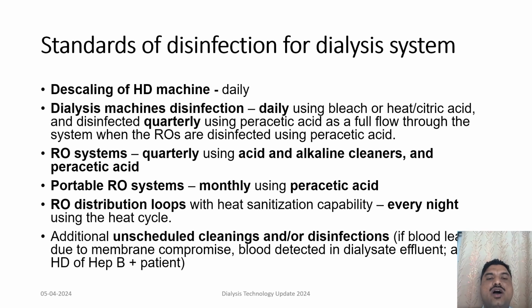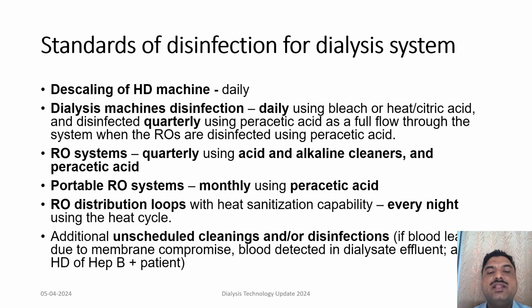Now, how many times should a disinfection be performed? For a standard dialysis system, descaling of the hemodialysis machine has to be done daily. For a dialysis machine, disinfection should be done daily with bleach or heat citric acid cycles, and they can be disinfected quarterly with peracetic acid when there is a full flow through the system, when the ROs are getting disinfected using peracetic acid. That means whenever the ROs are getting disinfected quarterly with acid or alkaline cleaners and peracetic acid, at the same time the dialysis machine can get disinfected.